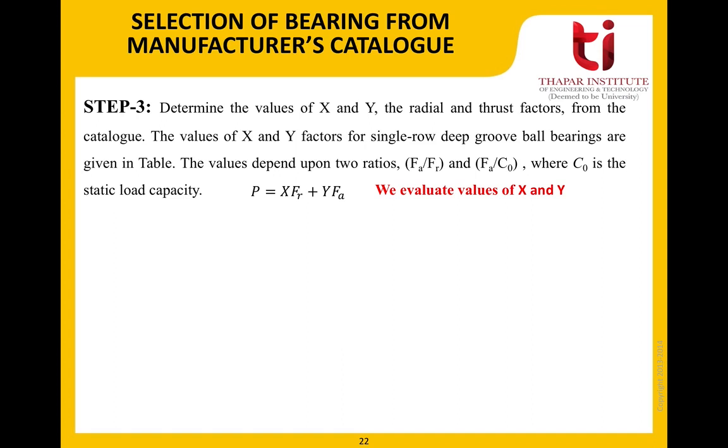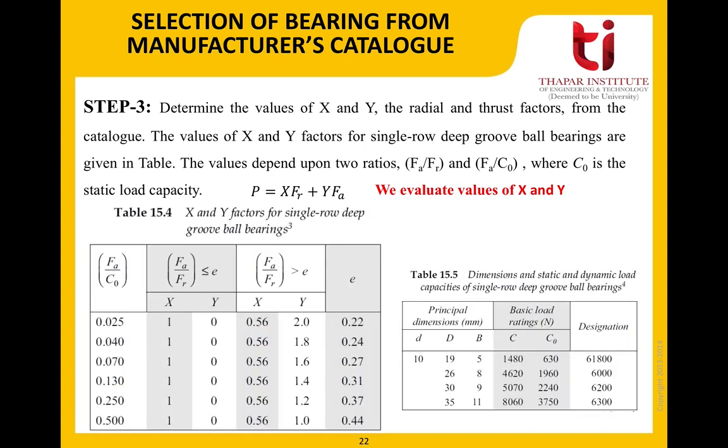The values of X and Y factors for single row deep groove ball bearings are given in table 15.4. The values depend upon 2 ratios, Fa divided by Fr and Fa divided by C0, where C0 is the static load capacity. Now, the static and the dynamic load capacities of single row deep groove ball bearings of different series are given in table 15.5. Here, you all need to make a note that the selection of the bearing in this step is mostly done by trial and error. This point will become more clear when we do some numericals.